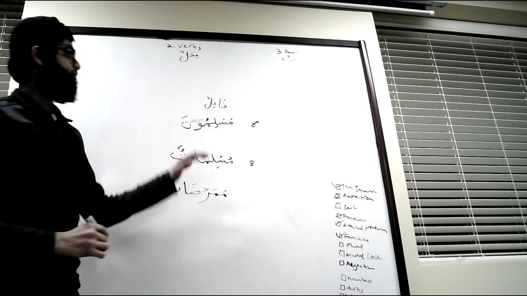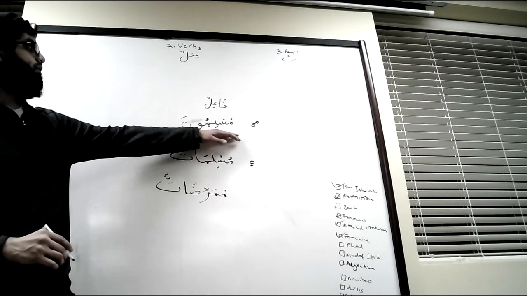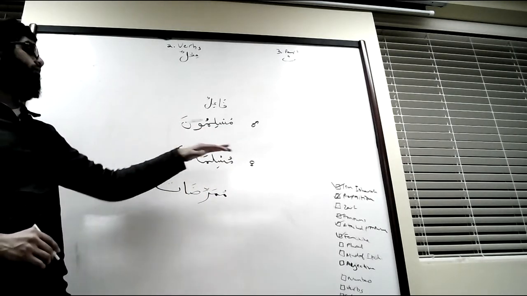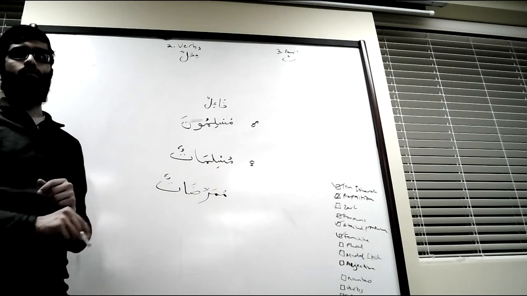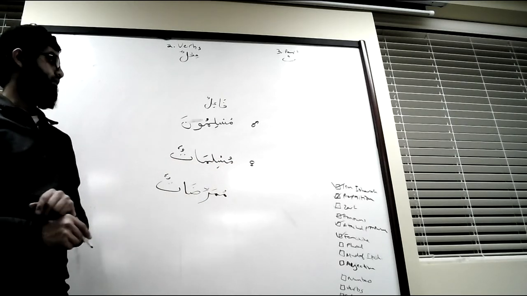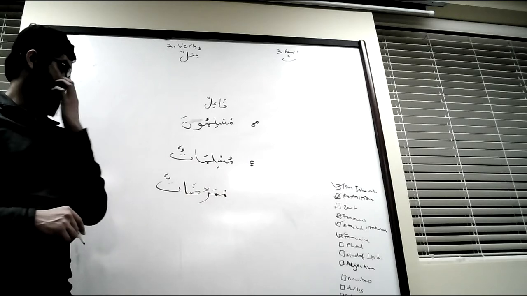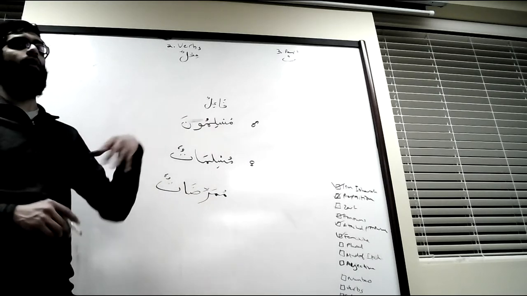So for a sound masculine plural, you add an una. Okay. I thought you were saying that is feminine. No, because we're on feminine, I guess. But this is for masculine. Okay. Yeah.